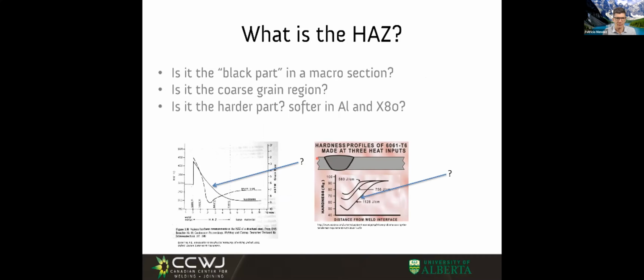Now it gets interesting. Typical steels end up being harder next to the weld. So is the hard part the heat affected zone? But in aluminum, it gets softer. So is the heat affected zone the hard part or the soft part? What the hell? Like in steels, X80, for example, that is thermomechanically processed, tends to soften in the heat affected zone. Old pipeline steels tend to harden in the heat affected zone. What the hell is going on?